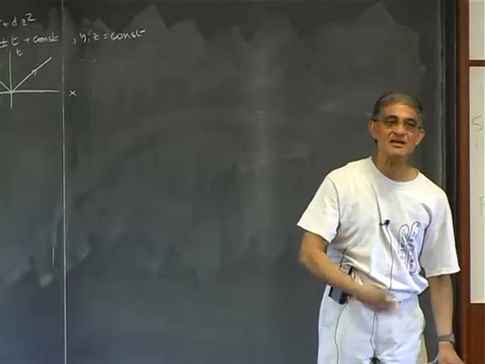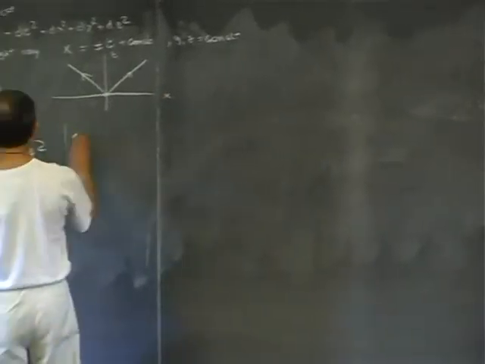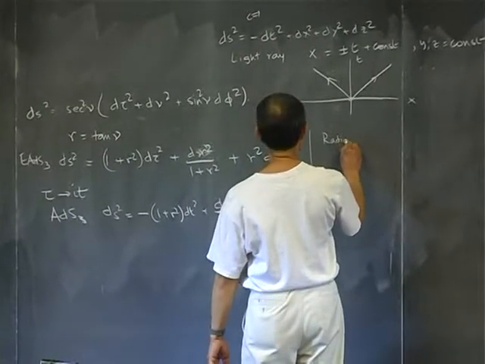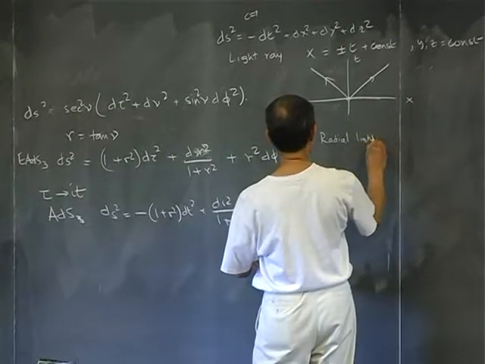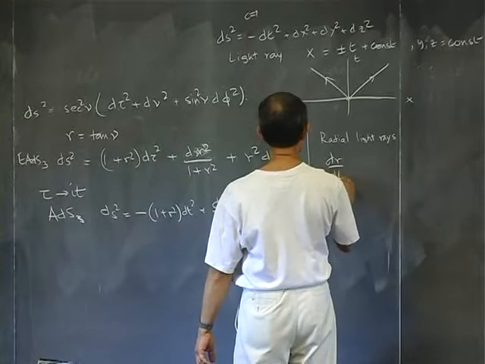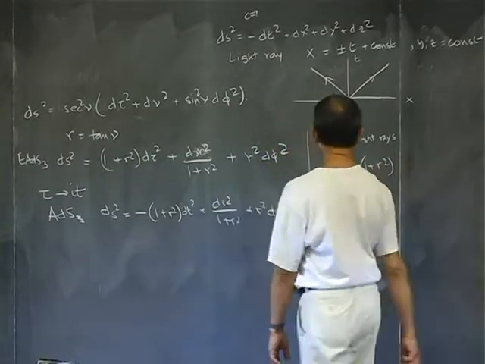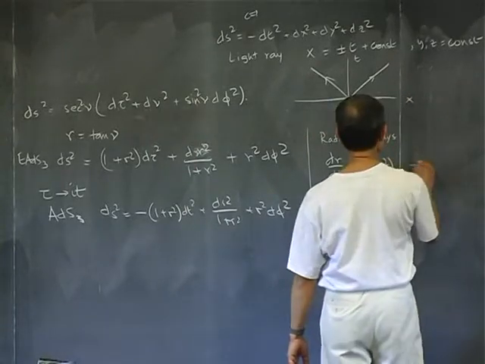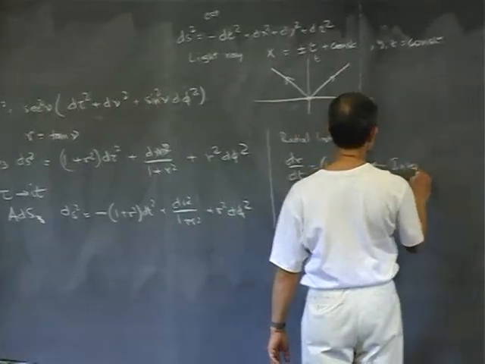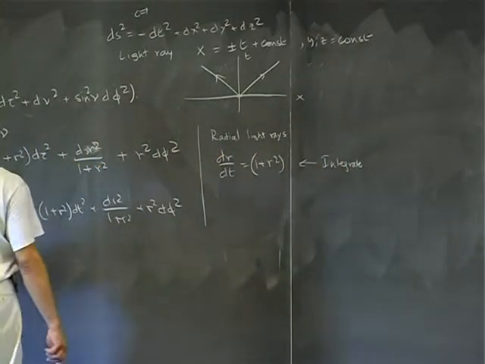The light rays are still given by dA square equal to 0. So if I take radial light rays, they are given by the equation dr/dt = 1 plus r square, and if you can integrate this, I'll leave it as an exercise. What you can show is the following.